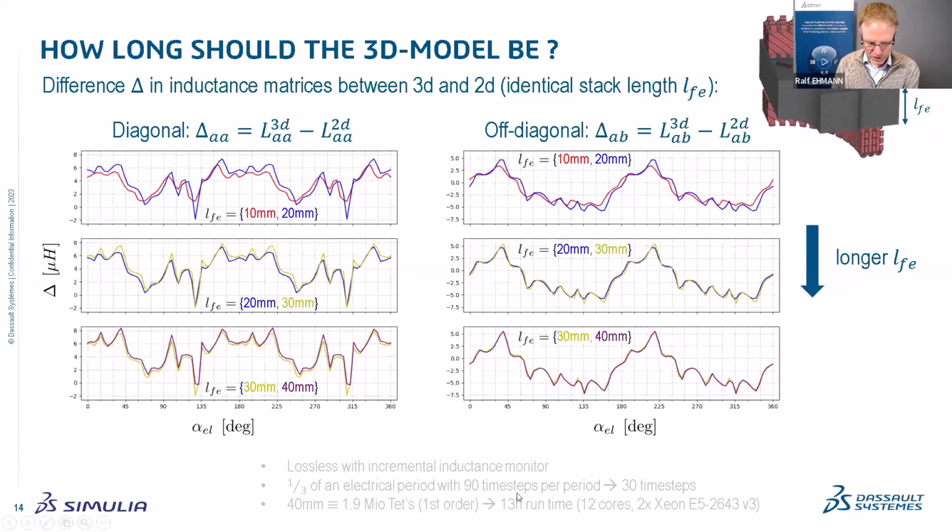We can use time symmetry here. It's one-third periodic, meaning we simulate 30 time steps in this case. We end up with 1.9 million tets with a 40 millimeter stack. The mesh you see here on the top right. And on a quite old workstation, runtime including meshing was 13 hours. So if you leave your office in the evening and come back the next morning, you have all the data you need.